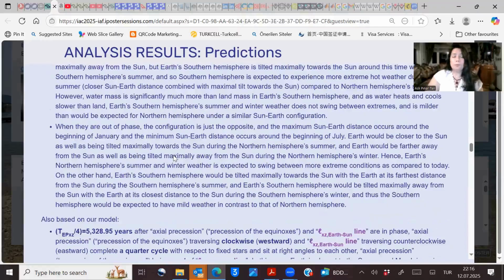And when the actual precession or the solstice line is out of phase with the LXC line, the configuration is just the opposite, and the maximum Sun-Earth distance occurs around the beginning of January, and the minimum Sun-Earth distance occurs around the beginning of July. Earth would be closer to the Sun as well as being tilted maximally towards the Sun during the Northern Hemisphere summer, and the Earth would be farther away from the Sun, as well as being tilted maximally away from the Sun during the Northern Hemisphere's winter. So, Earth's Northern Hemisphere summer and winter weather is expected to swing between more extreme conditions than compared to today.